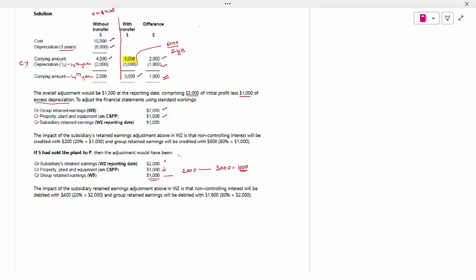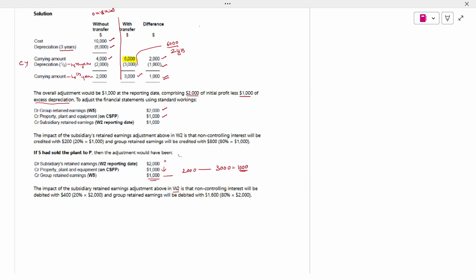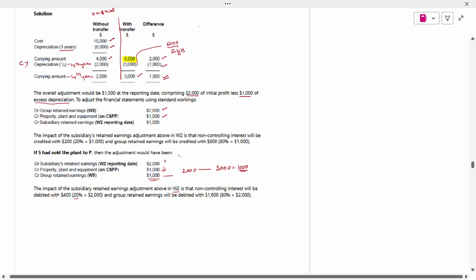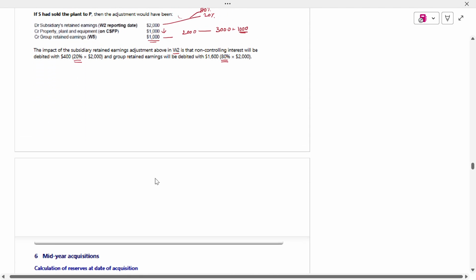The impact of subsidiary retained earnings is shown in working 2: NCI will be debited by 20%, and the parent company will be deducted by 80%. So this is going to be 80% and 20%. Is it okay? Yes. Okay.